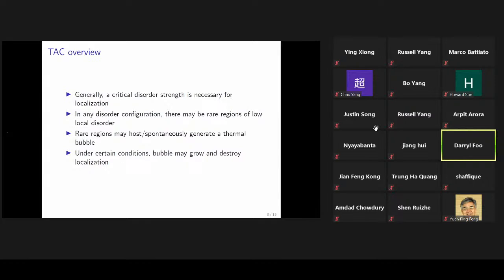Generally, a critical disorder strength is necessary for localization if interactions are present. So we're talking about MBL, of course. In any disorder configuration, there may be rare regions of low local disorder. In these rare regions, it's possible that they may host or spontaneously generate what we call a thermal bubble. Under certain conditions, this bubble may grow and destroy localization in the entire space.